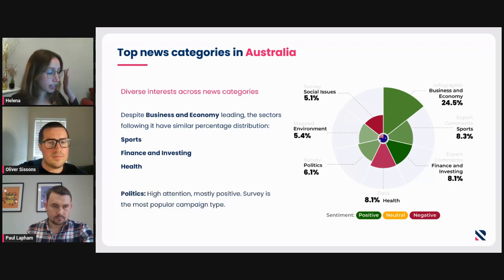The other thing interesting about Australia as well is that politics gets high attention. It's the only country where this news category ranked in the top news categories. And the sentiment analysis is mostly positive, and survey is the most popular campaign type for this specific news sector. So it's quite interesting how they focus on public opinion and with a more optimistic tone.